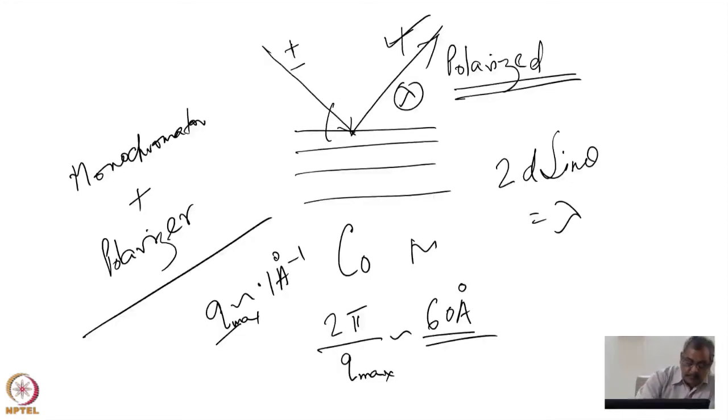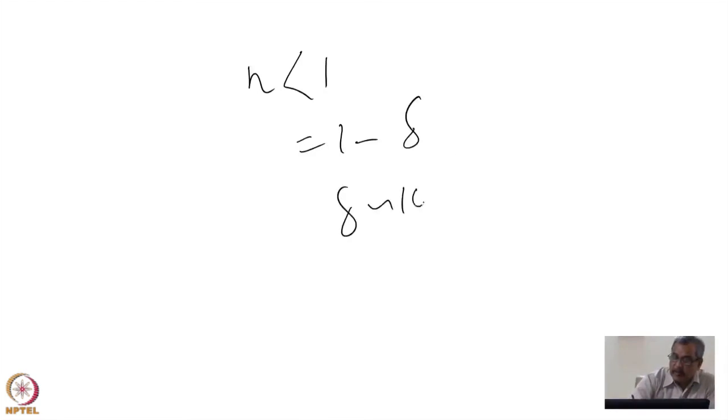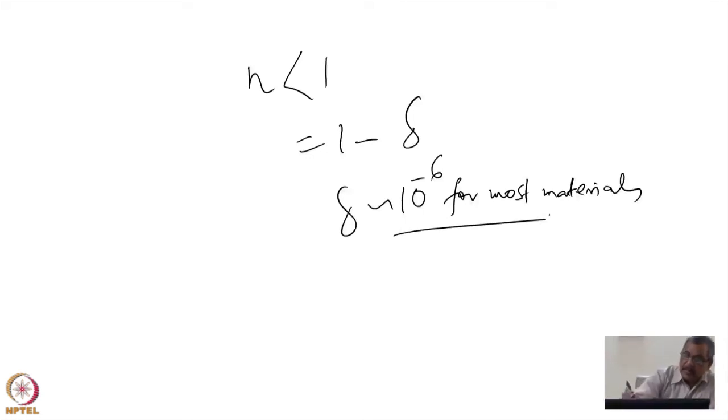So N is less than 1. We can write N equal to 1 minus delta, where delta is of the order of 10 to the power minus 6 for most materials in the case of neutrons. That means you can say it is 0.99999, that close.